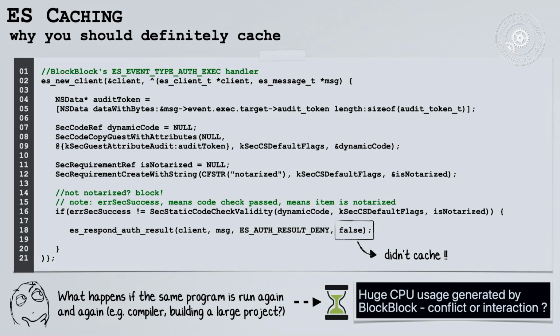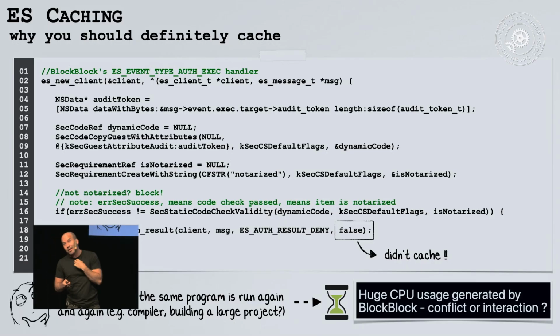Now, don't worry too much about the code, but the main takeaway from the slide is that Block, for reasons unknown, Patrick not reading the documentation as well as he should have, did not actually cache the result. So you can see us invoking the ES respond auth result API, but the last parameter, which is the caching flag, I set to false. This really didn't cause a problem normally, but then some users said, hey, I'm building large software projects, and Block is like doubling the compile time. And I was like, that's not good. Let me look into that.